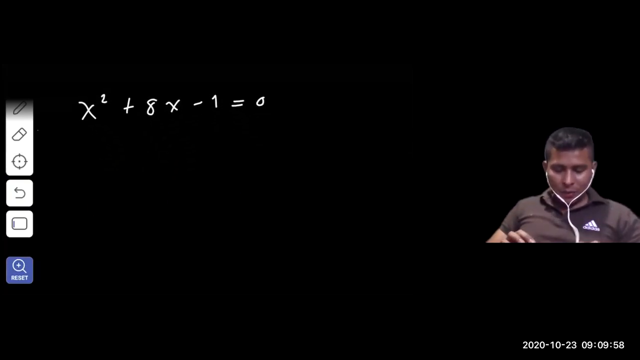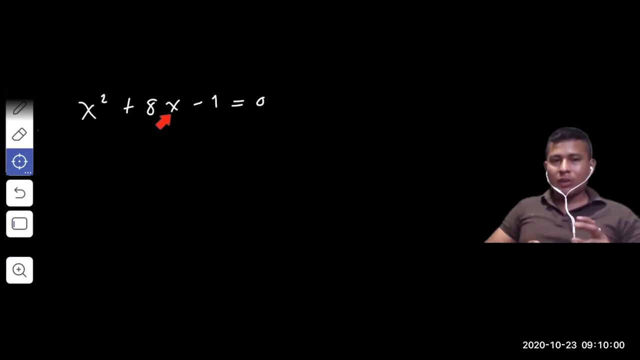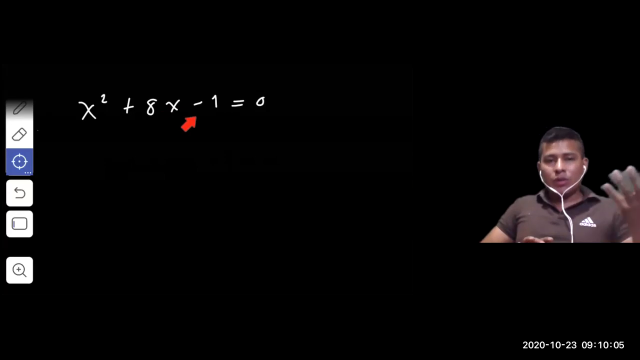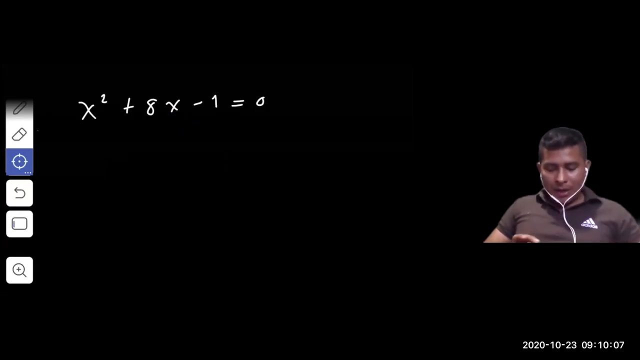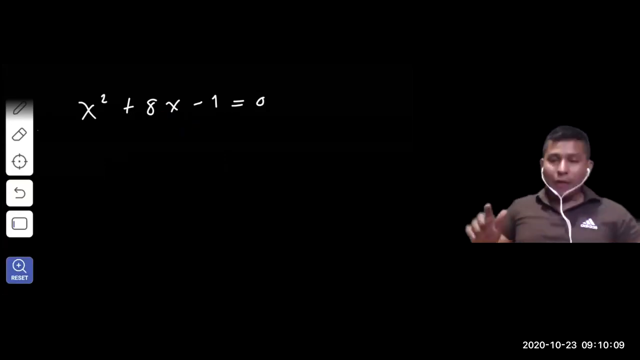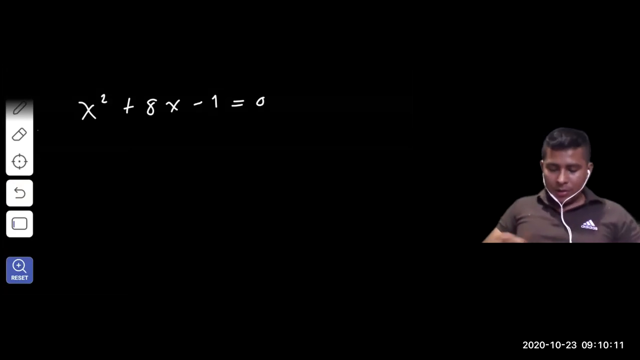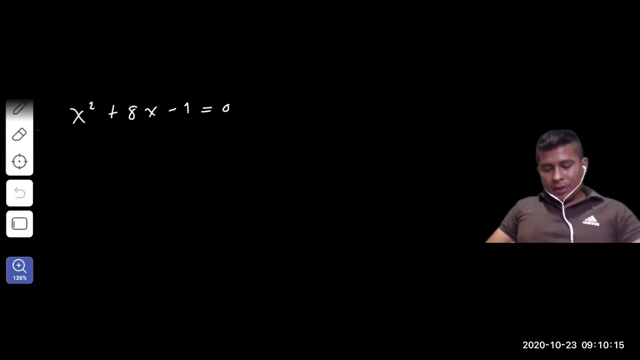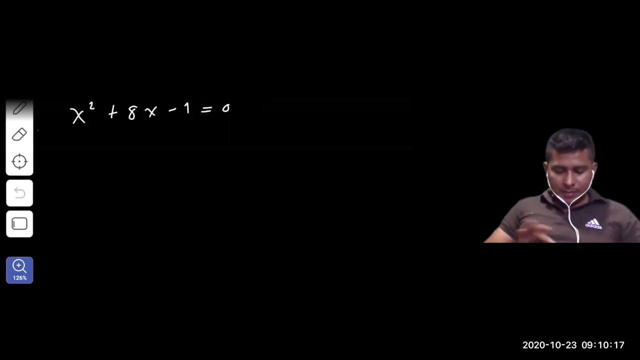Okay, we have this quadratic equation, x squared plus 8x minus 1, and we need to factor this. We need to solve that, okay? We have different methods to factor this trinomial. Can someone tell me which method I can use? I need to factor this.